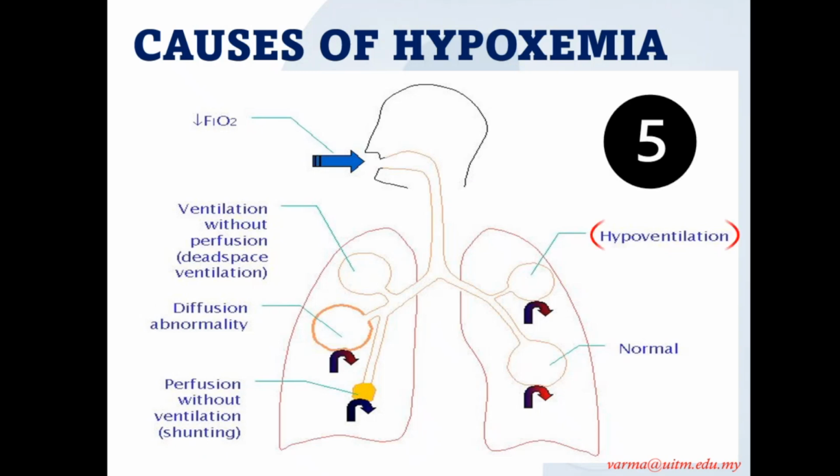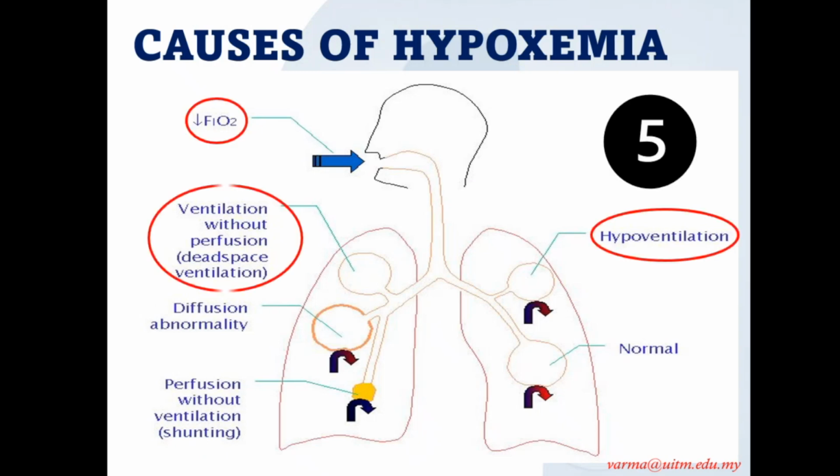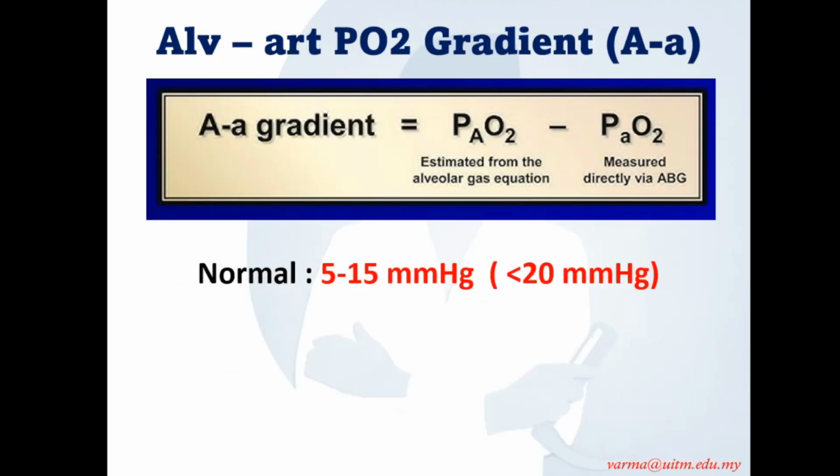The causes of hypoxemia are 5: hypoventilation, low FiO2, VQ mismatch, shunting, and diffusion abnormality. We went into the concept of AA gradient, which is the partial pressure of alveolar oxygen minus the partial pressure of arterial oxygen. PAO2 we get from the alveolar gas equation, and partial pressure of arterial oxygen we get from your ABG. Normal value is 5 to 15.